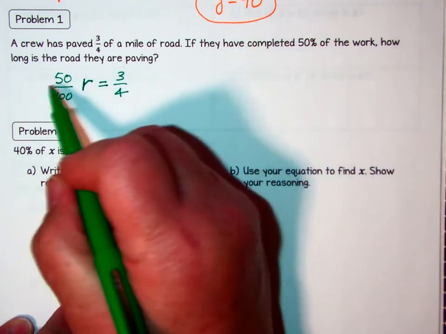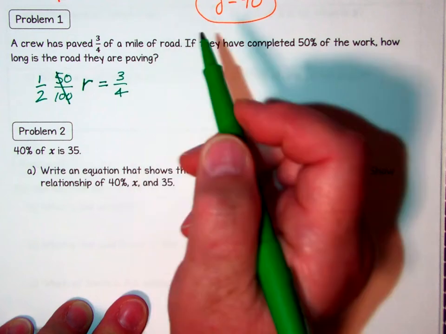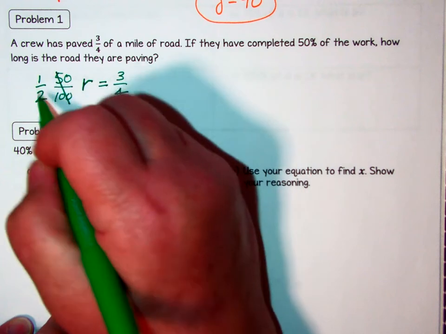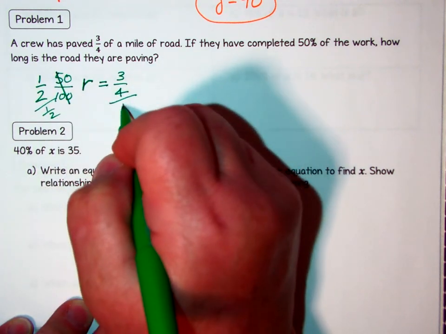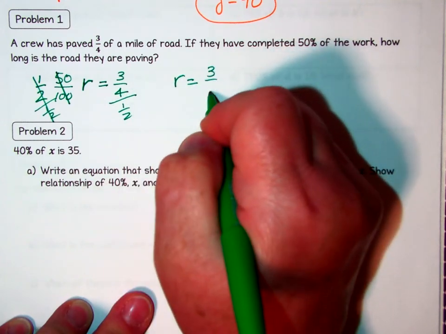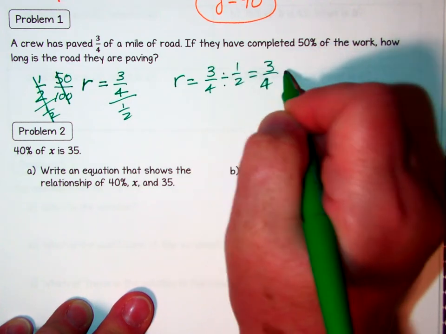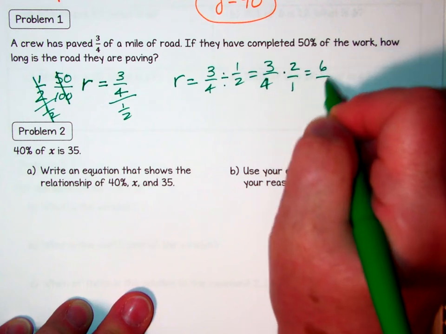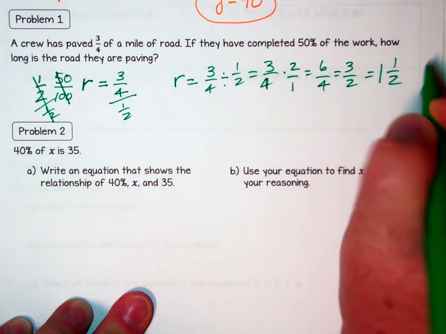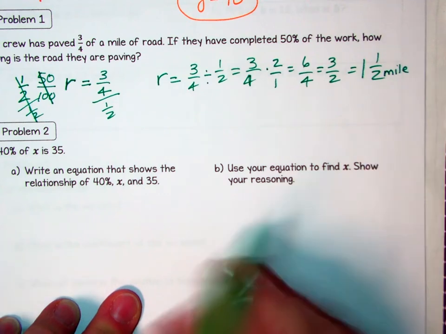And then I want to solve this equation. So first of all, 50%, 50 hundredths, I can already just simplify that as 1/2. So I have 1/2 R equals 3/4. Divide both sides by 1/2. 1/2 divided by 1/2 is R. 3/4 divided by 1/2 is going to be the same thing as 3/4 times 2/1. That gives me 6/4. That simplifies to 3/2, which is 1 1/2. So the whole length of the road is going to be 1.5 miles when it's done.